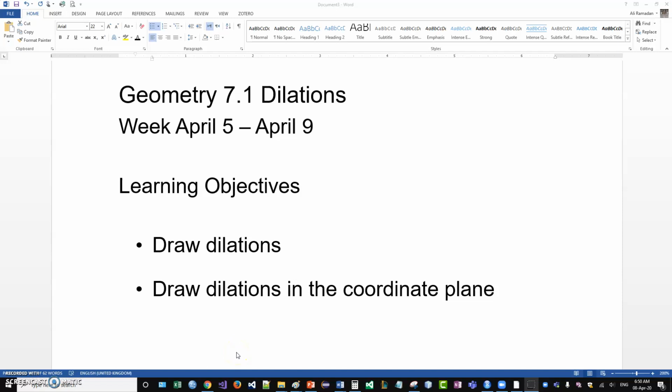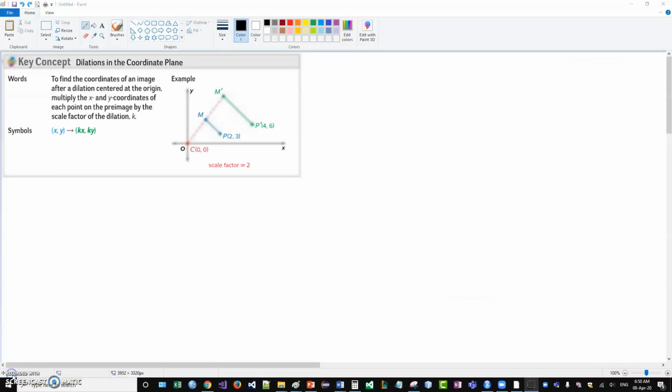Hello everybody. Today we're continuing with Geometry 7.1 dilations. Our learning objective is to draw dilations in the coordinate plane. When drawing dilations in the coordinate plane, we have to consider two cases: when the center is at the origin and when the center is not at the origin.